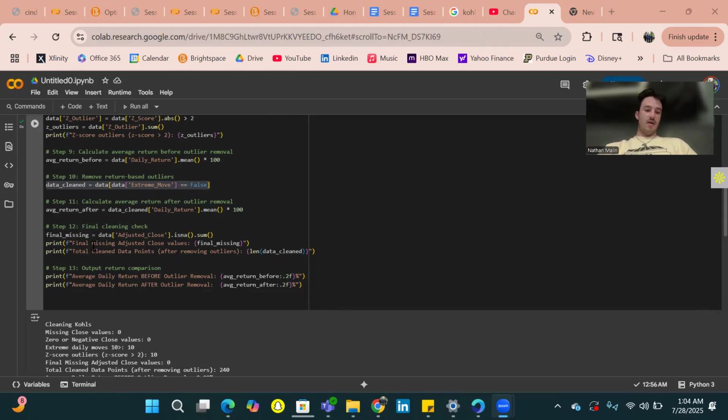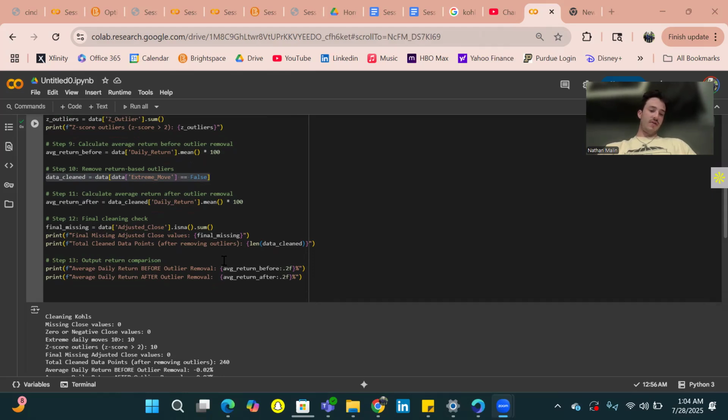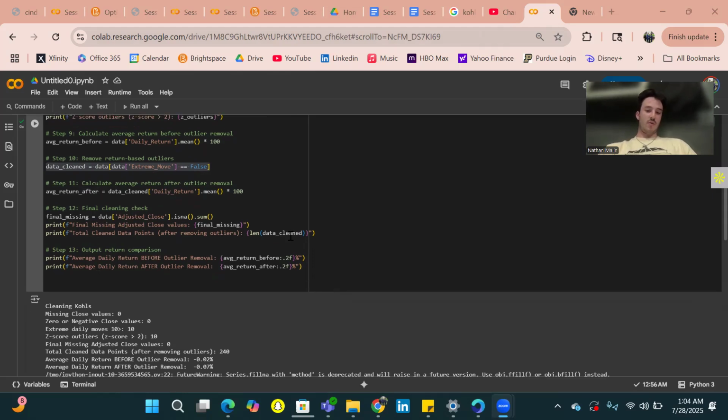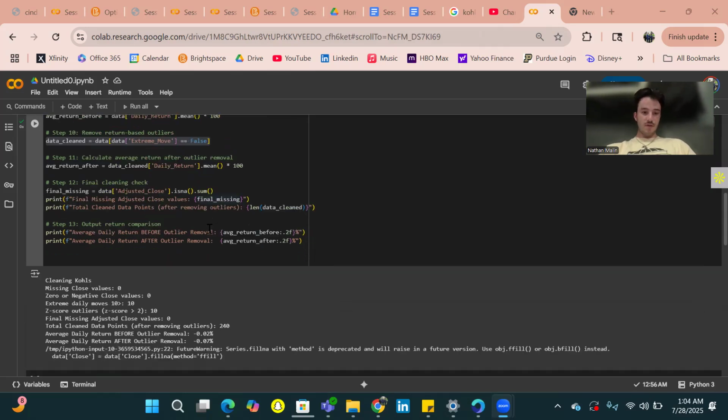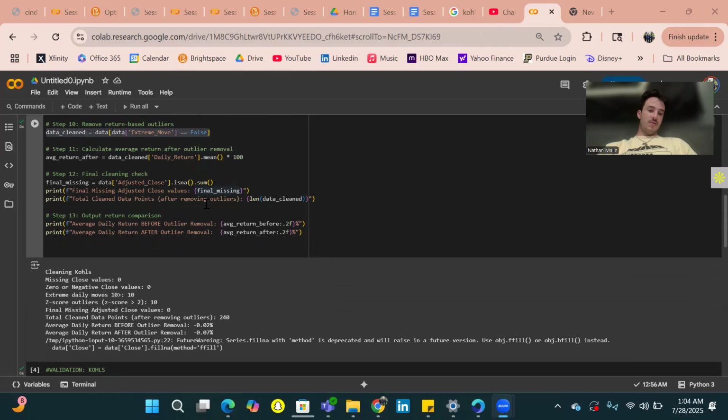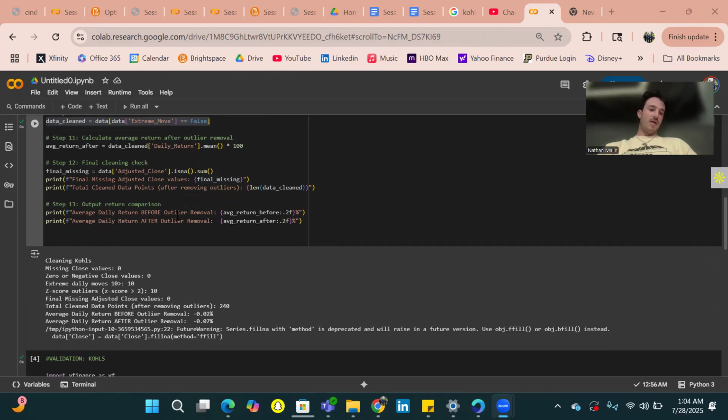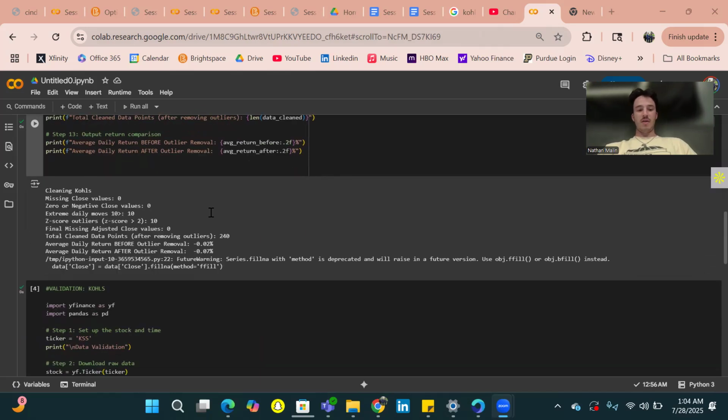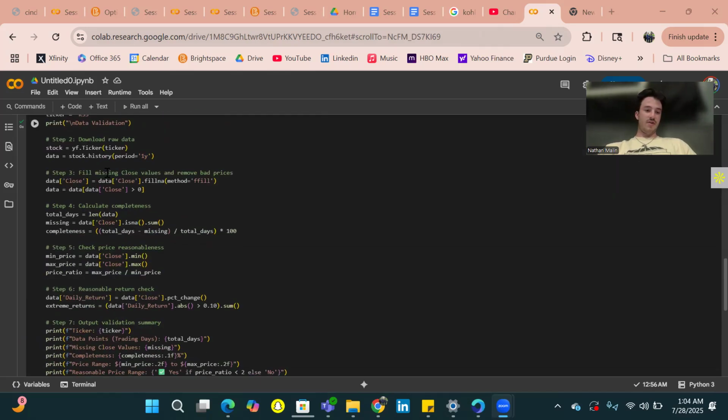And then also I got printing final missing adjusted close values, total clean data points. So I also wanted to know how many pieces of data I was cleaning. So basically, if it would remove data, it'd probably have less data values. And then average daily return before the outlier and then average after. So here is my outputs.